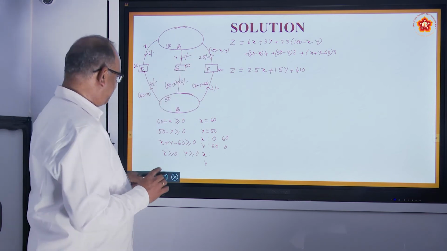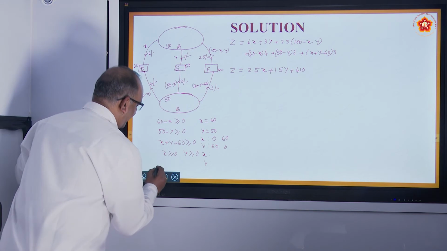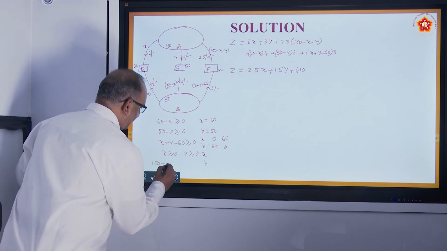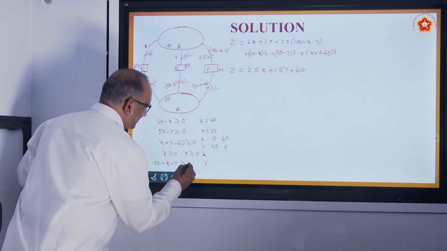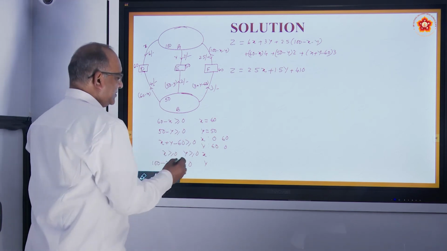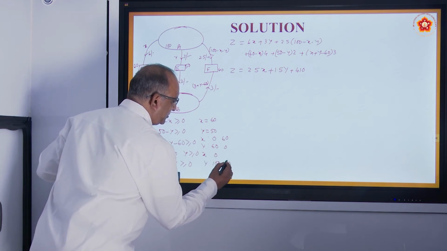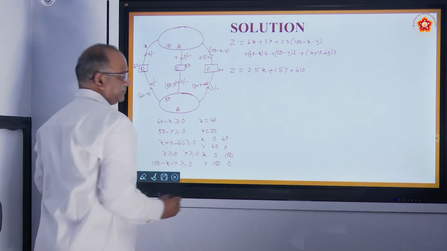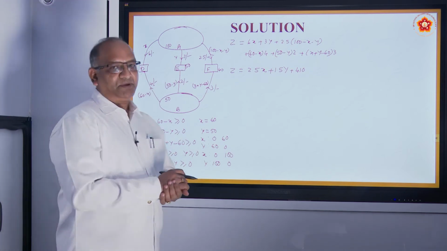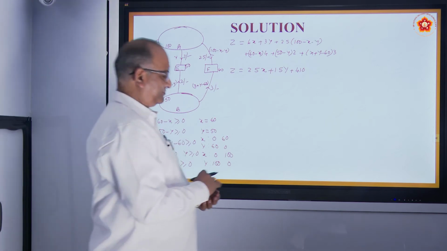100 minus x minus y is also greater than or equal to 0, or x plus y equal to 100. So, if x is 0, y is 100. If y is 0, x is 100. Now, draw the graph. The most important part of the problem is to draw the graph.